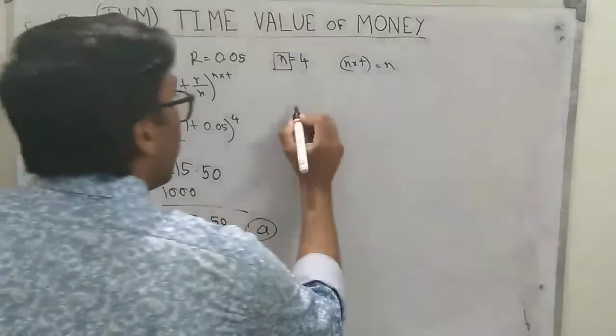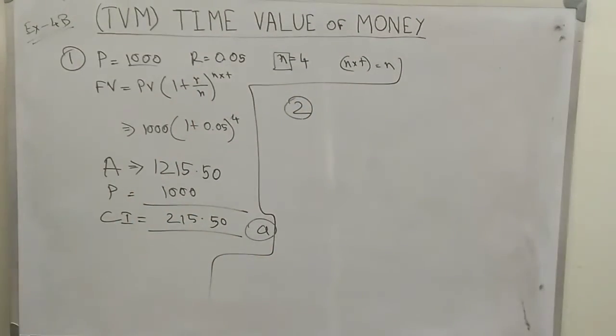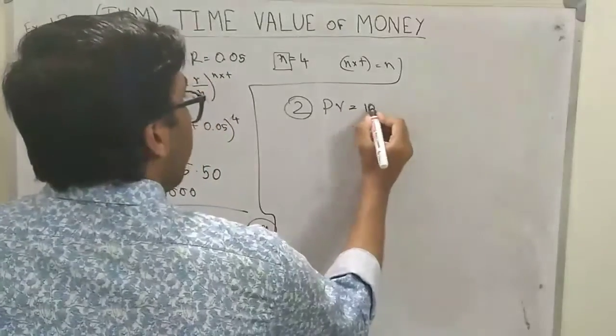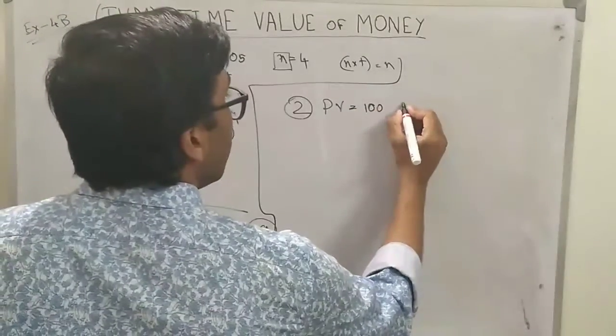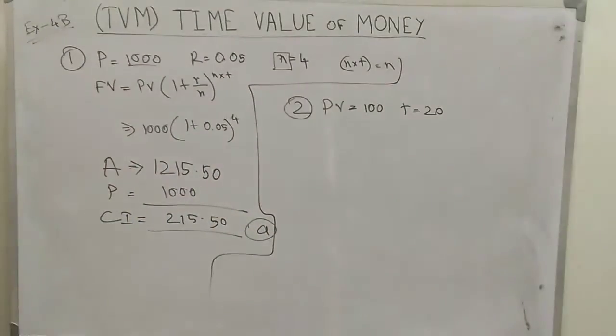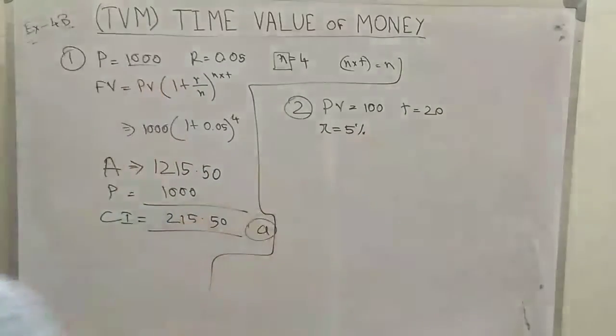Now question number 2. In question number 2, it is said that 100 will become after 20 years at 5% compound interest amount of how much? 100 will become after 20 years. That means present value is 100. T is given as after 20 years. That means T is equal to 20 and rate of interest is 5%.